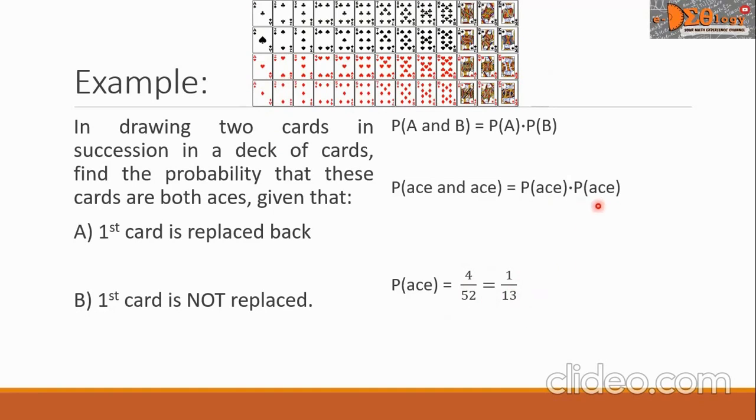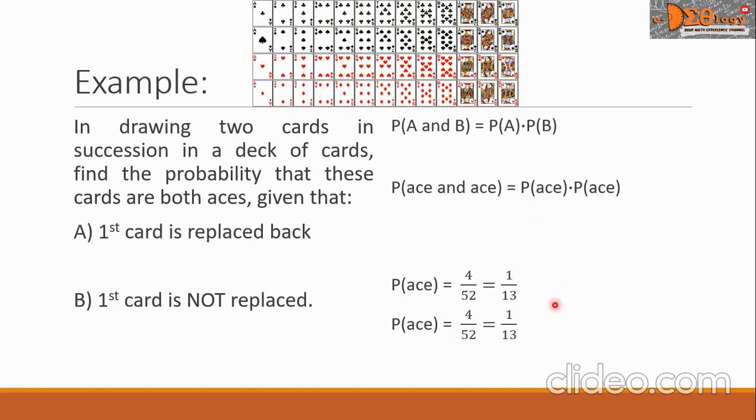Let us take the probability of the second ace. And this is P of A's equals, again, this is 4 over 52. Remember, we replaced back the card, and when we do that, there is still a total of 4 aces. And then, there will be a total of 52 sample space. And when we simplify this 4 over 52, it will be 1 over 13 also.